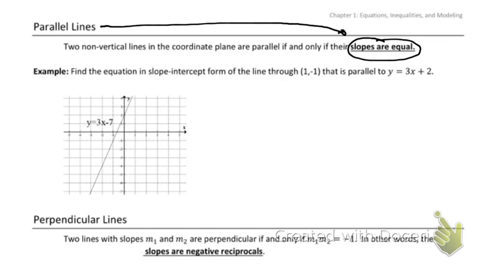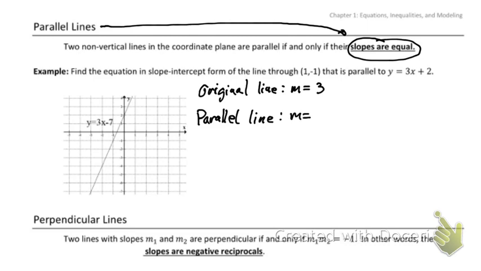So our original line, its slope equals 3. So the parallel line, that slope will also be 3 because they all have to have the same slope. So our parallel line is going to have slope 3, and it needs to go through the point (1, -1).